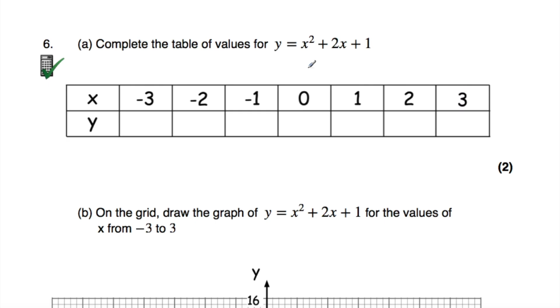Okay, let's have a look at our next question, question number 6. So question number 6, we've been asked to complete the table of values for y equals x squared plus 2x plus 1. And we've got our xy table, and we've got our values of x going from -3 to 3, and we want to find our values of y.